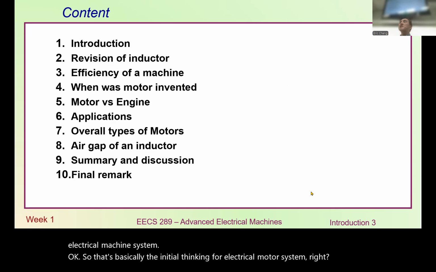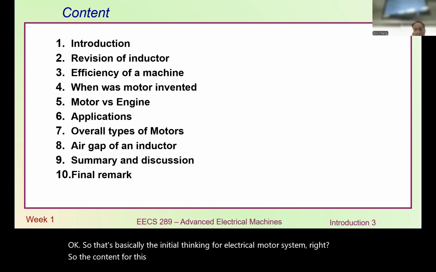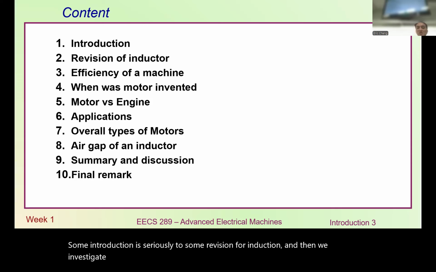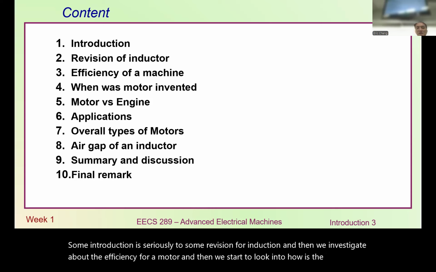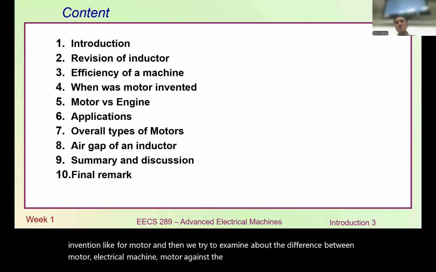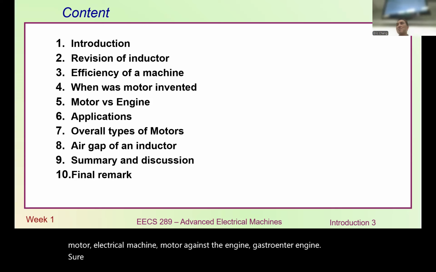So the content for this course includes a number of topics. Some introduction, which firstly includes some revision of the inductor. And then we investigate the efficiency of a motor. Then we start to look into how the invention of the motor came about. And then we examine the difference between the electrical machine motor and the gasoline engine. That has been a really big competition in the history of motion systems.